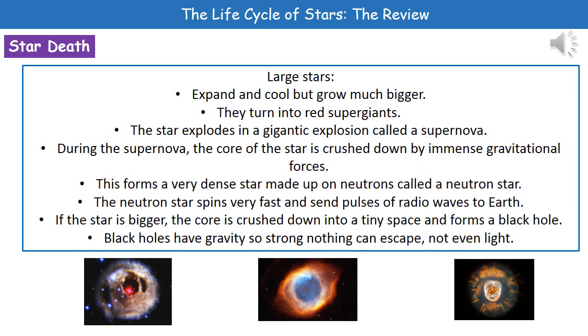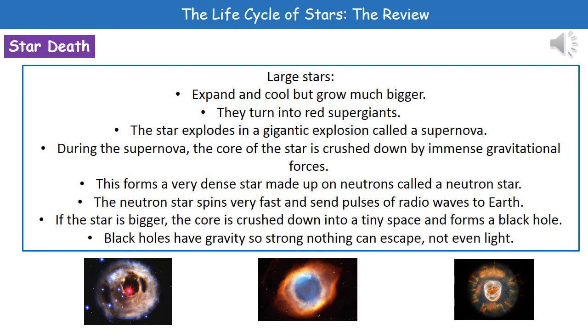If we consider a large star now, what we find is it does expand and cool, but it's going to grow much bigger, and they turn into something called a red supergiant. Now what we then see is something completely different to our small stars. The star then explodes in this gigantic explosion called a supernova, and during that supernova phase the core of the star is crushed down by these immense gravitational forces to form this very dense star made up of neutrons, and that is called a neutron star.